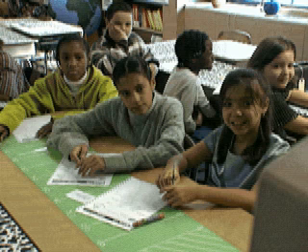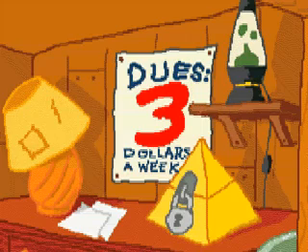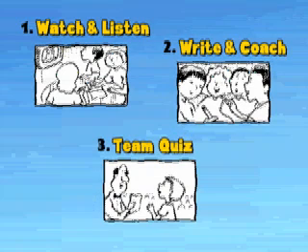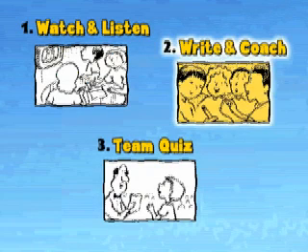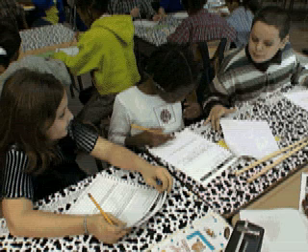Eventually, the characters in the story encounter a math problem. The video comes to a stop, and students return to their teams for the second stage of the process, writing and coaching. Students now work with their teammates to solve the problem presented in the story. Using the information in their video notes, they complete the 3 team questions.